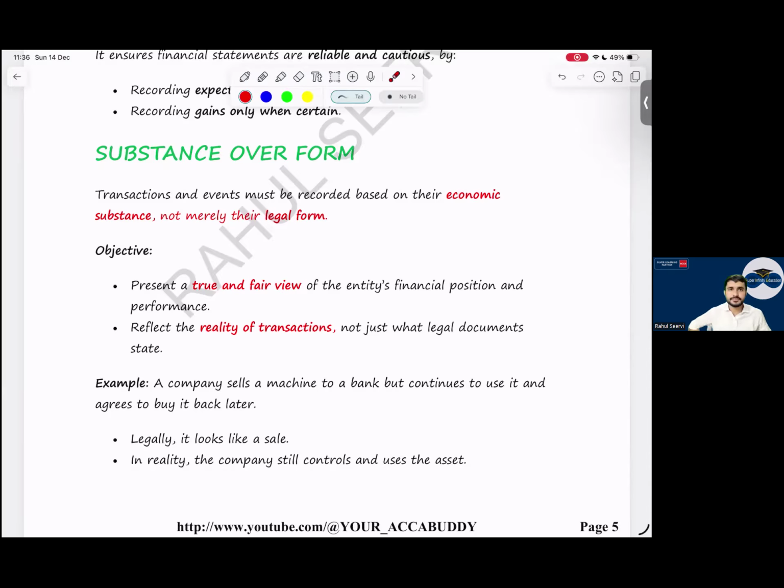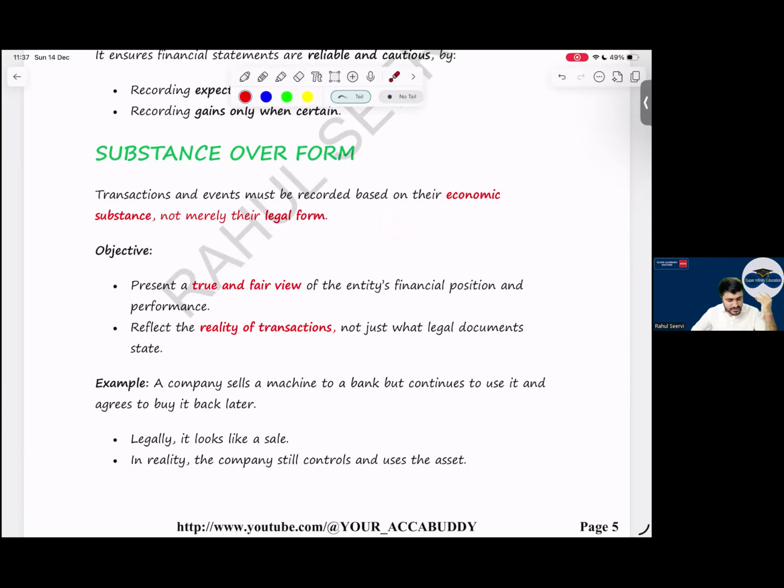No, sir, not booked as a sale. Can I say when I see the legal form I am selling, but when I go in substance, what am I doing? I'm keeping this as a security with you and I'm taking the amount. It's a loan transaction or not? Loan. Yes or no? So we say no, जो दिखता है वो होता नहीं है. The reality. So here we have to check the reality of the transaction. As you learn, we will understand this concept in detail in leases, in your IFRS 15, revenue, financial instruments, etc.